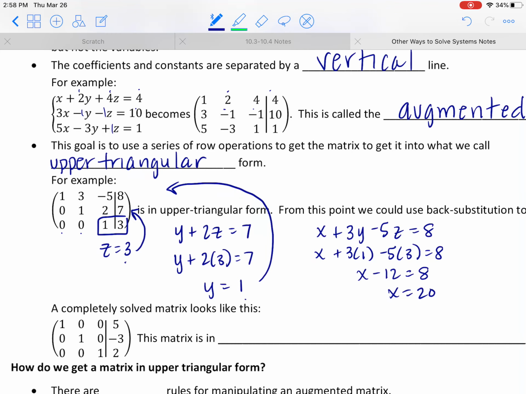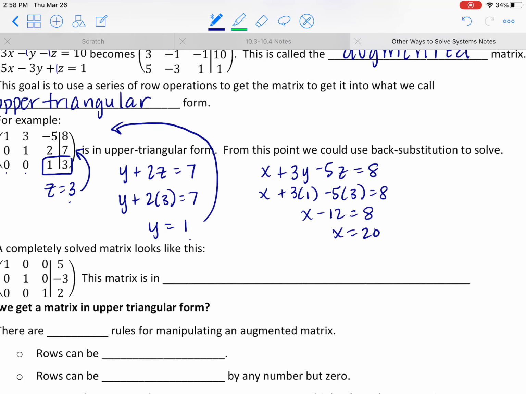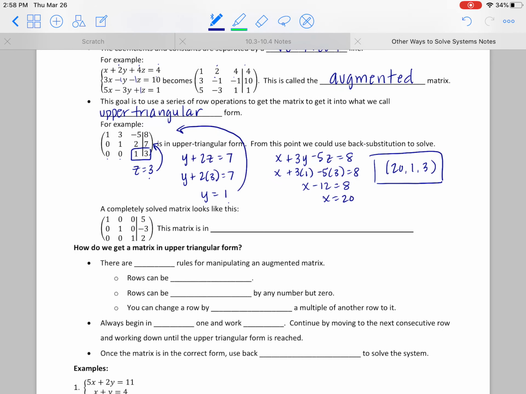So if we can get our matrix to look like this, it basically means get our system to look like this, right? We essentially have it solved for z, and we use back substitution. And then our solution would be 20 and 1 and 3. Okay, so from there, it's really the elimination and back substitution process we've already seen.